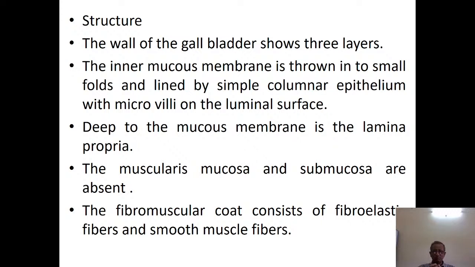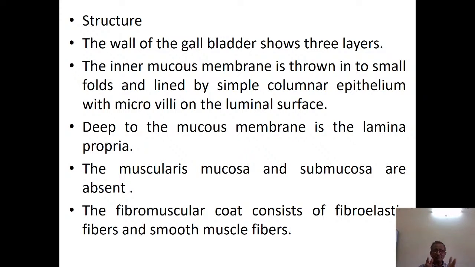Muscularis mucosa and submucosa are absent. Here there is no purpose for the mucous membrane to move hither and thither, so muscularis mucosa is absent, and of course there are no glands here, so submucosa is absent. So here we have the mucous membrane supported by lamina propria, then the fibromuscular coat, consisting of fibroelastic fibers and smooth muscle fibers, and serosa outside.